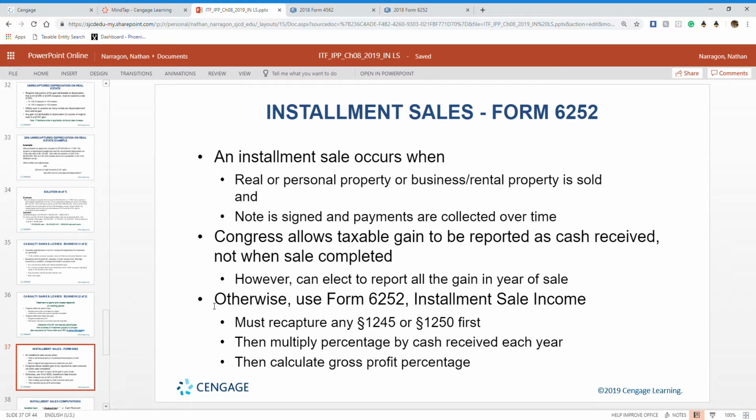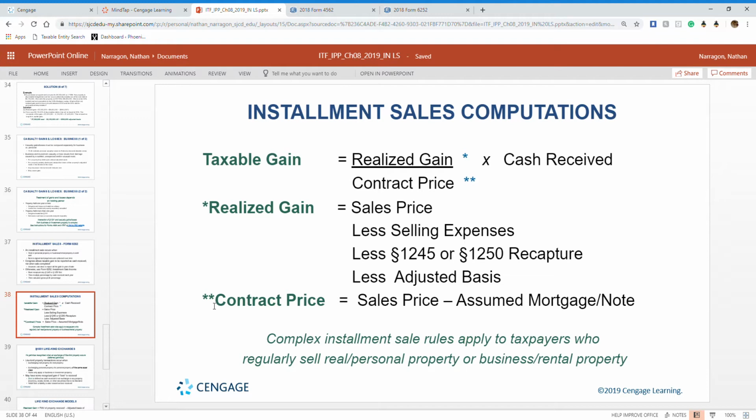So with this, we use Form 6252, which I just showed you. The first thing you have to do is recapture any Section 1245 or Section 1250 property, then multiply the percentage by cash received each year, and then calculate the gross profit percentage. A lot of times we're going to have interest also, and that's basically what we're going to be electing, the interest in itself.